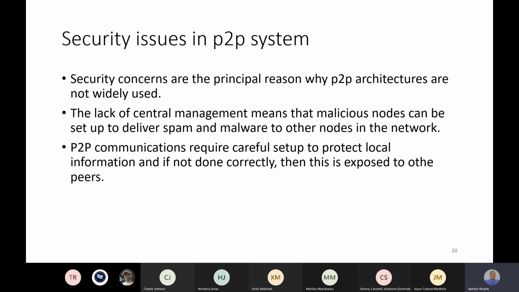The lack of central management means that malicious nodes can work to set up and deliver spam and malware to other nodes on the network. So you need to trust the other nodes on the network, because if one computer does not have, for example, up-to-date antivirus, then it compromises everybody on the peer-to-peer network. Peer-to-peer communications require a careful setup to protect local information, and if not done correctly, it exposes the other peers.